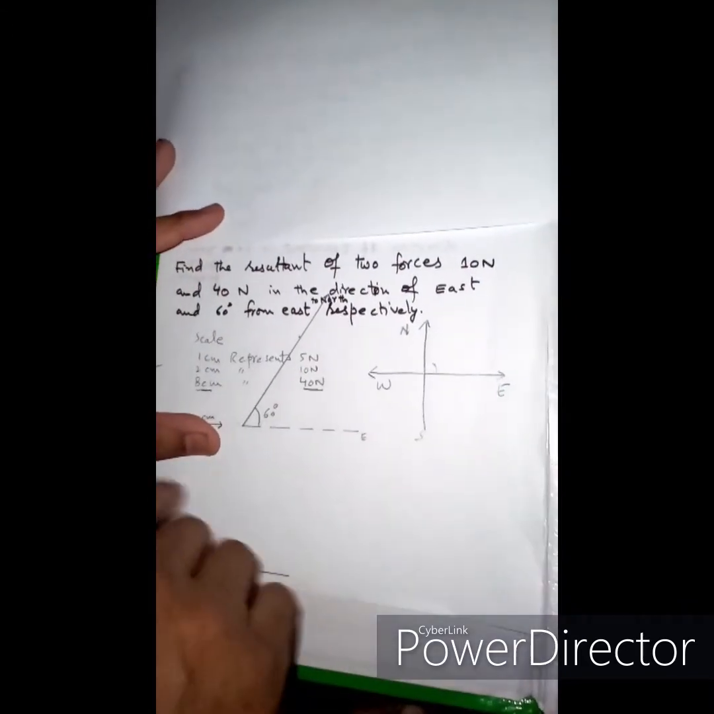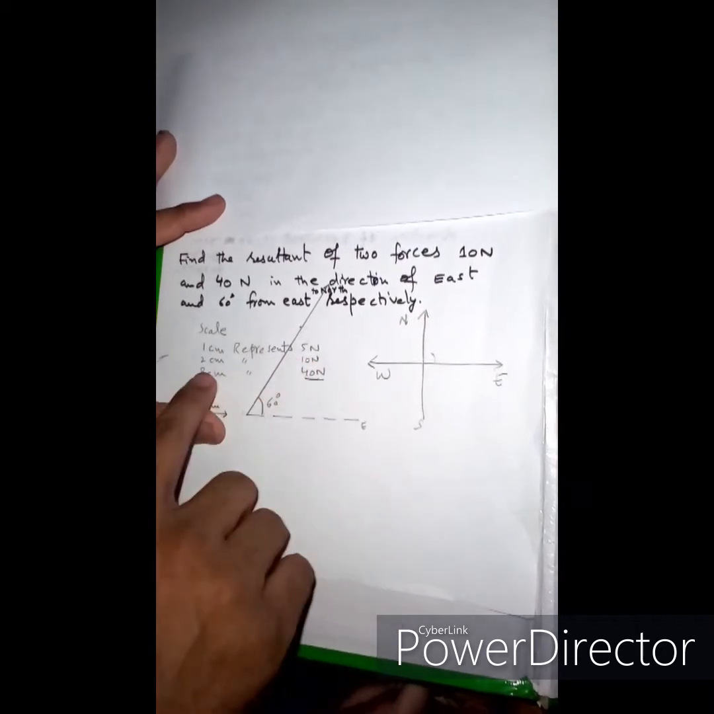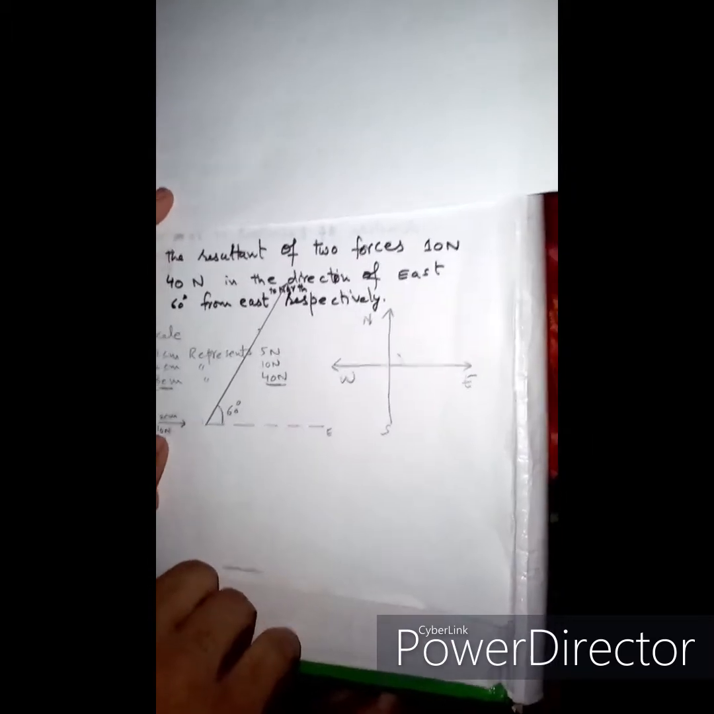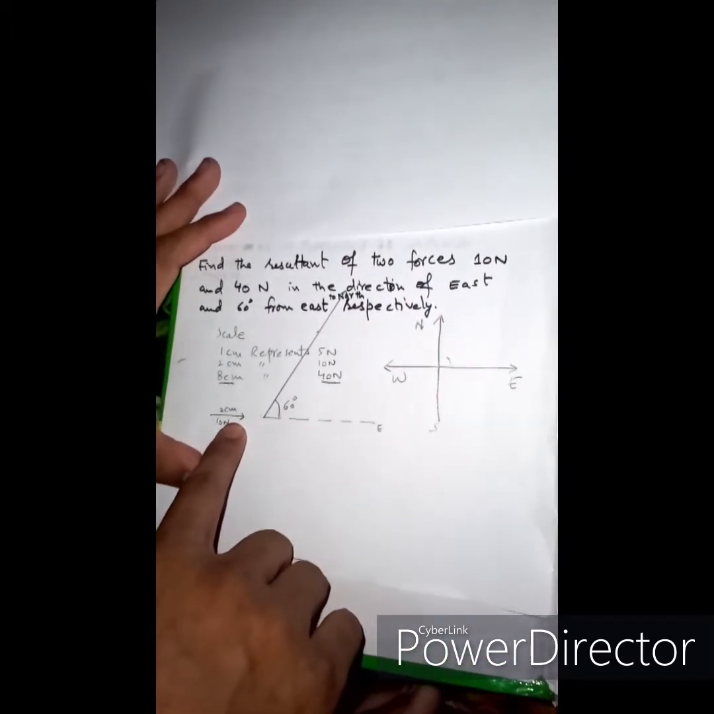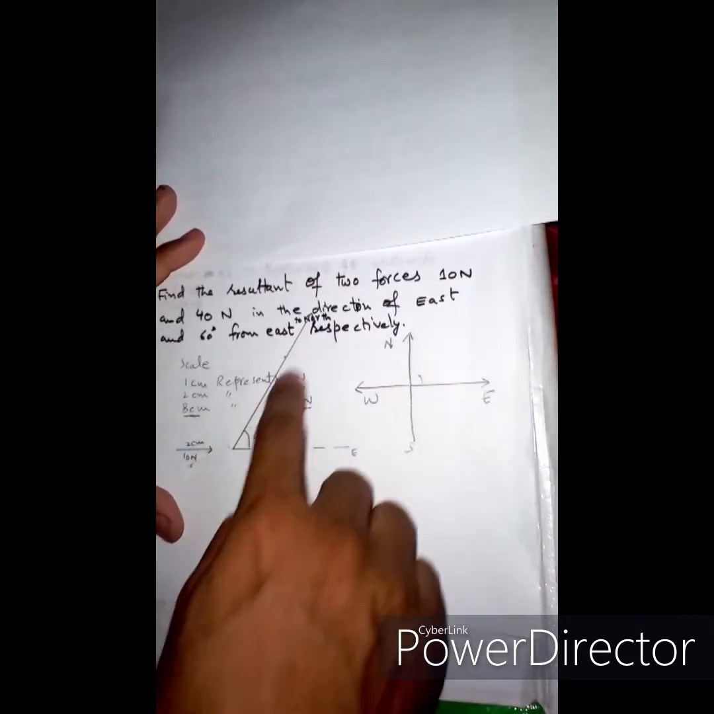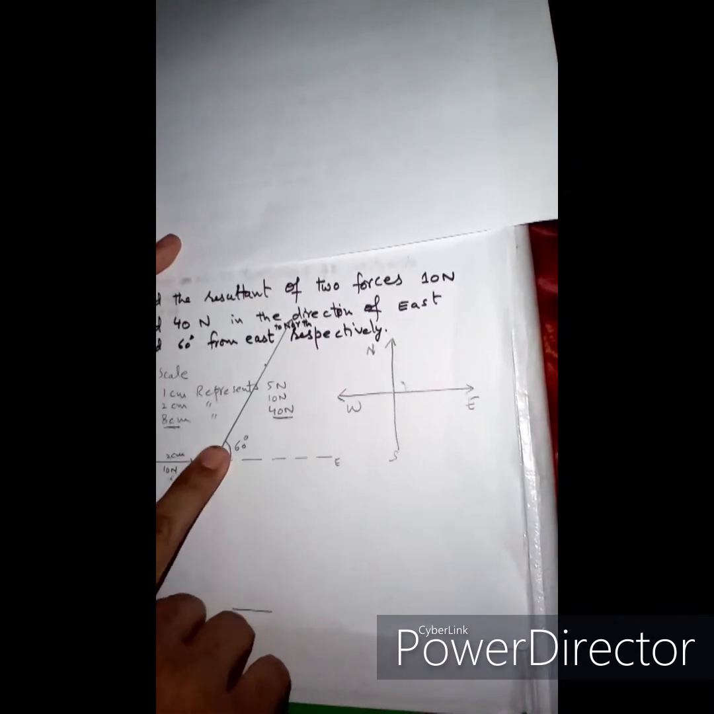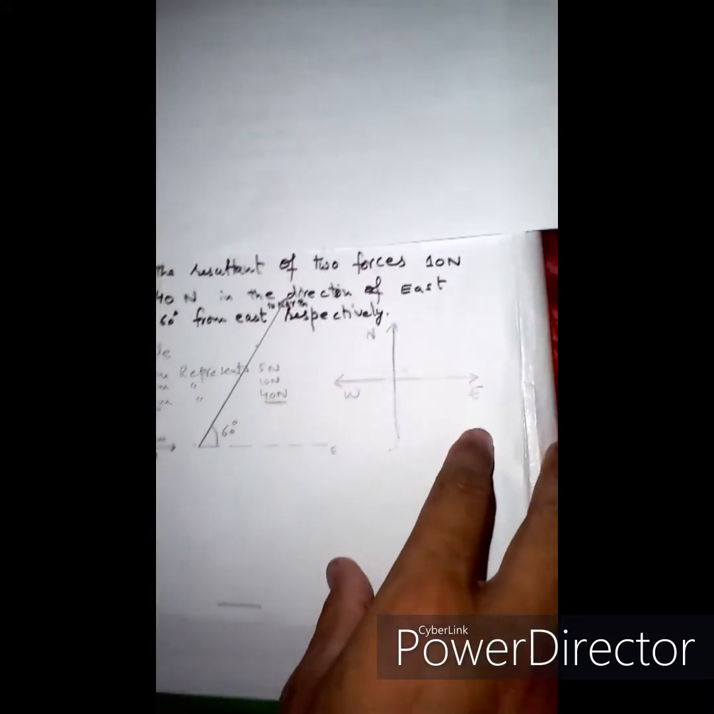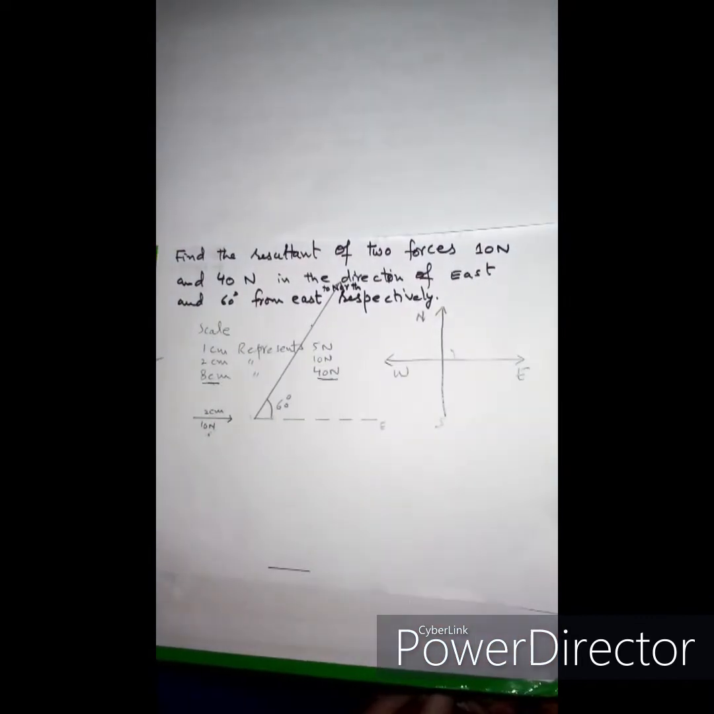So we have to choose a suitable scale, like we have done earlier. 1 centimeter represents 5 Newton, 2 centimeter represents 10 Newton, 8 centimeter represents 40 Newton. So we represent them individually right here: the 10 Newton force in the direction of east with the scale value, and 8 centimeter with the base angle from east, that is 60 degree, representing the 40 Newton force northeast. Okay, 60 degree. Now we have to use the parallelogram law of vector addition.